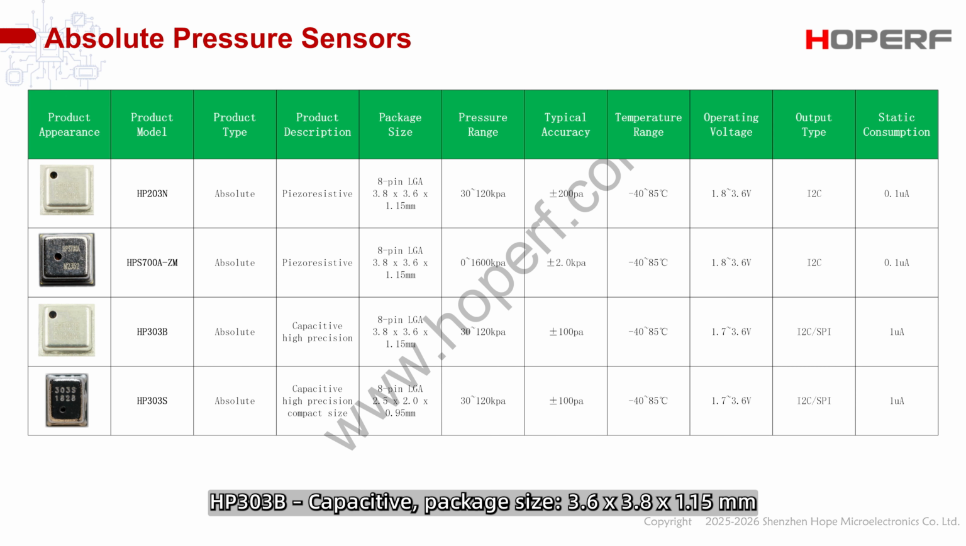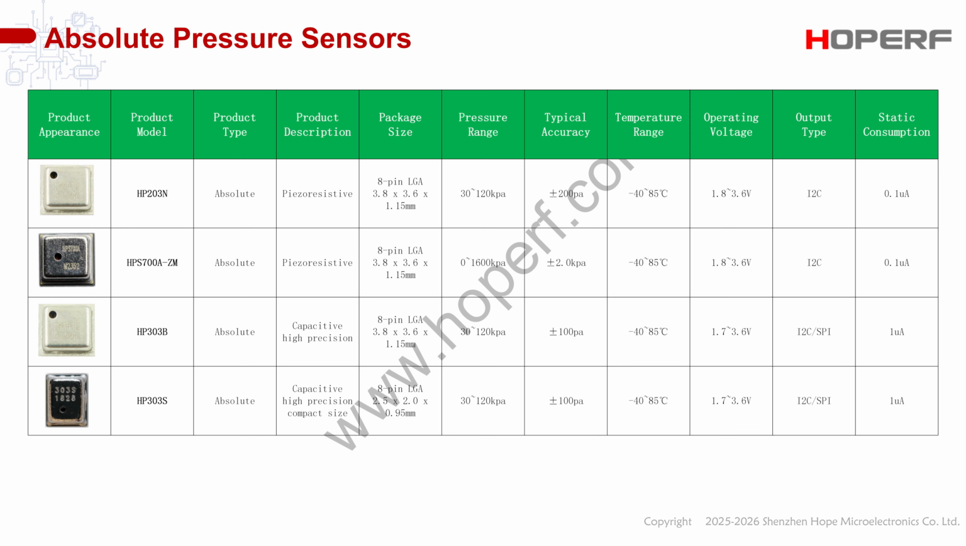HP303B, capacitive, package size 3.6 by 3.8 by 1.15 mm, pressure range 30 to 120 kPa, pressure accuracy plus or minus 100 pascals. HP303S, capacitive, package size 2.0 by 2.5 by 0.95 mm, pressure range 30 to 120 kilopascals, pressure accuracy plus or minus 100 pascals.